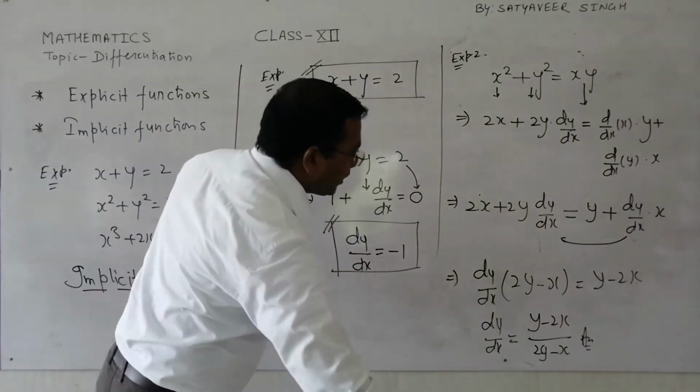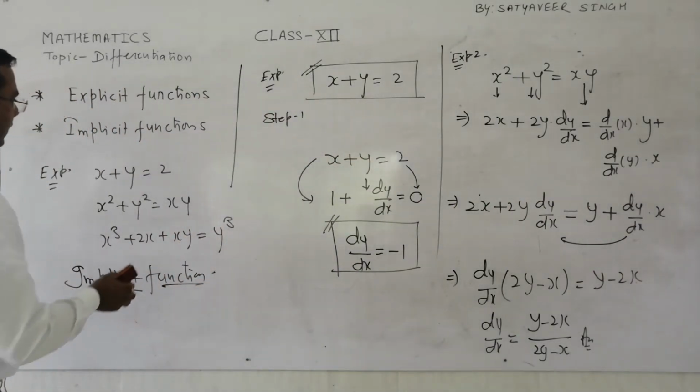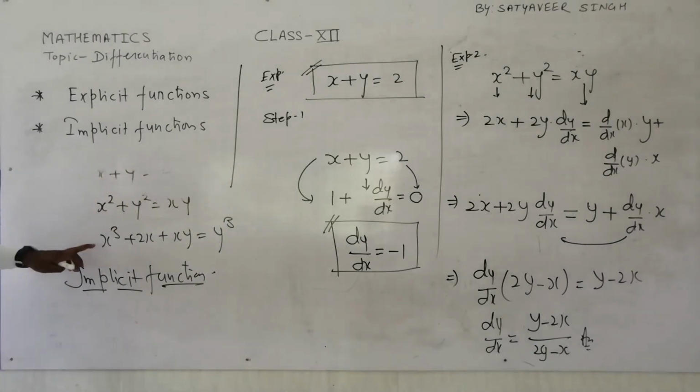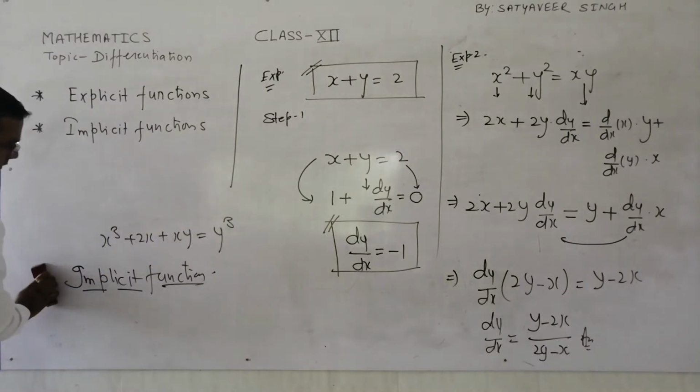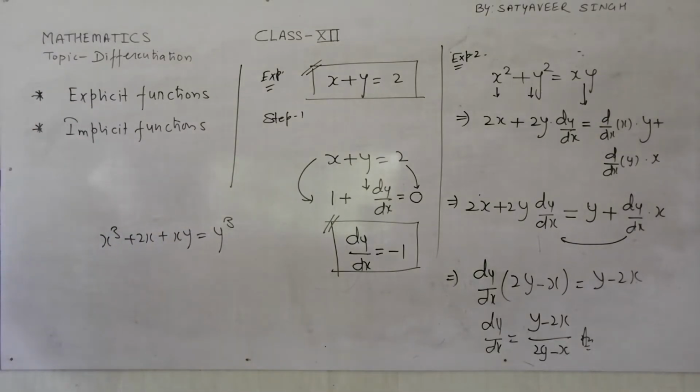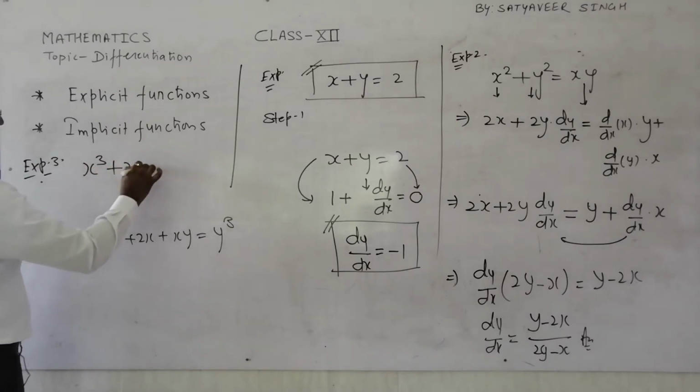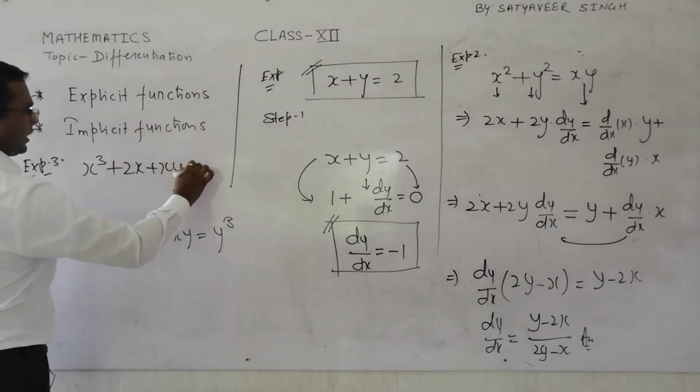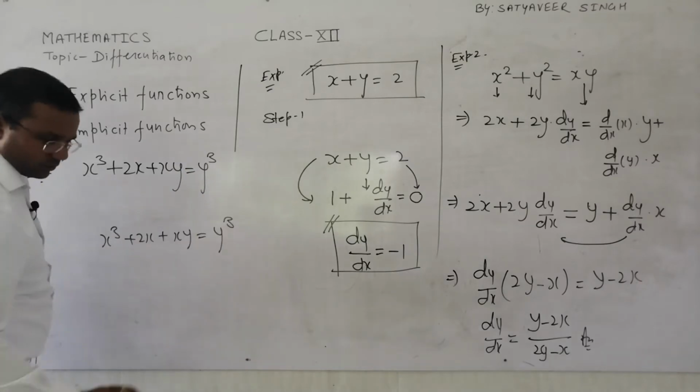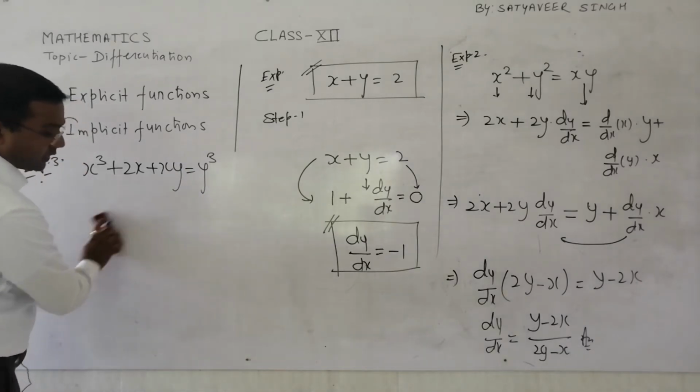Let us take now one more and the last question from this. Suppose I want to differentiate this function. Let it be x cube plus 2x. So this is the given function which we want to differentiate. I am writing this here. Let it be example number 3. So it is x cube plus 2x plus xy is equal to y cube, which we want to differentiate with respect to x.